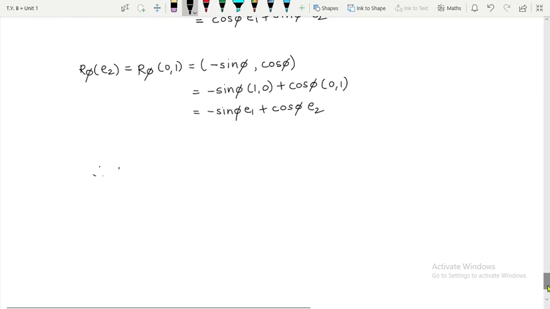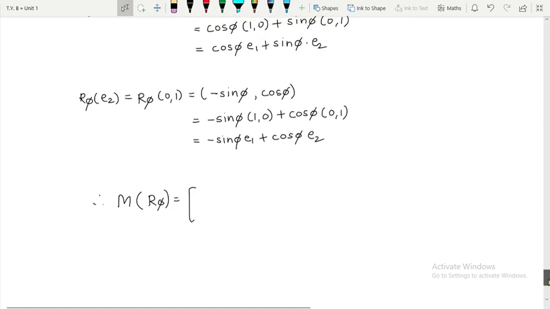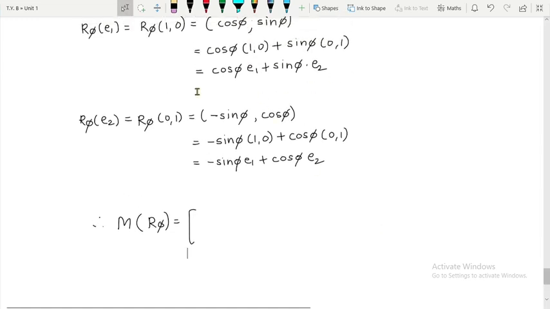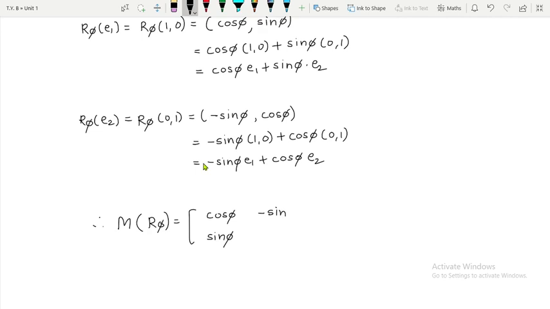So what is the matrix representation of R_φ, that is our rotation map? Simply see the coefficients of E1 and E2 in the equation of R_φ of E1. What are the coefficients? cos φ and sin φ. So write them in column form. First cos φ will come, then sin φ, and what will the second column be? Now focus on R_φ of E2, and the coefficients of E1 and E2 are −sin φ and cos φ, and this is our matrix of rotation.